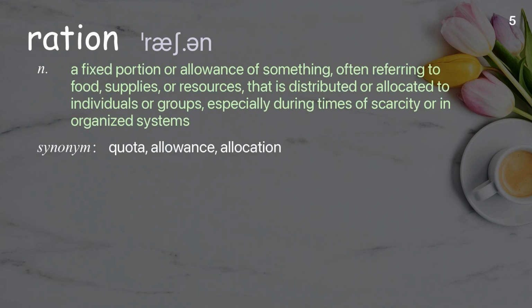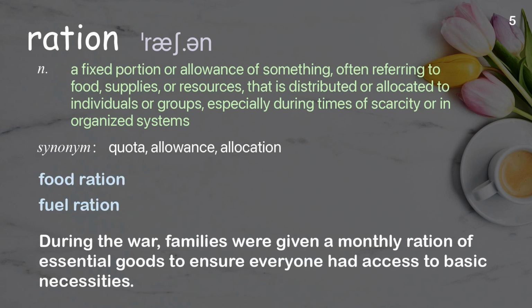Ration. A fixed portion or allowance of something, often referring to food, supplies, or resources, that is distributed or allocated to individuals or groups, especially during times of scarcity or in organized systems. Examples: Food ration. Fuel ration. During the war, families were given a monthly ration of essential goods to ensure everyone had access to basic necessities.